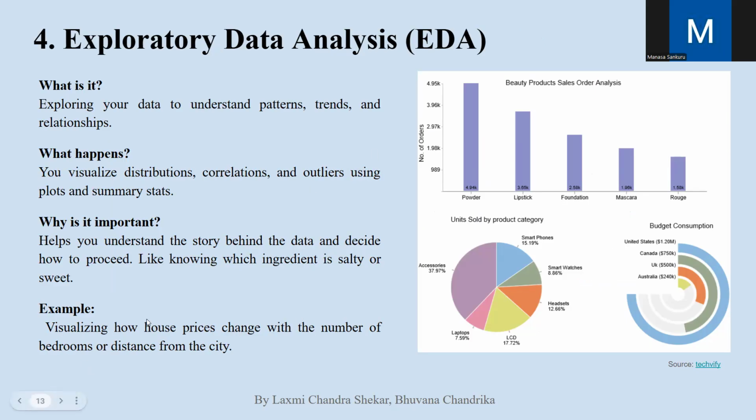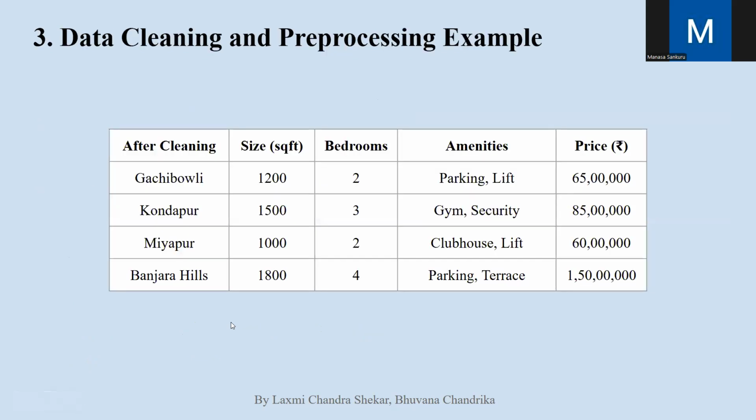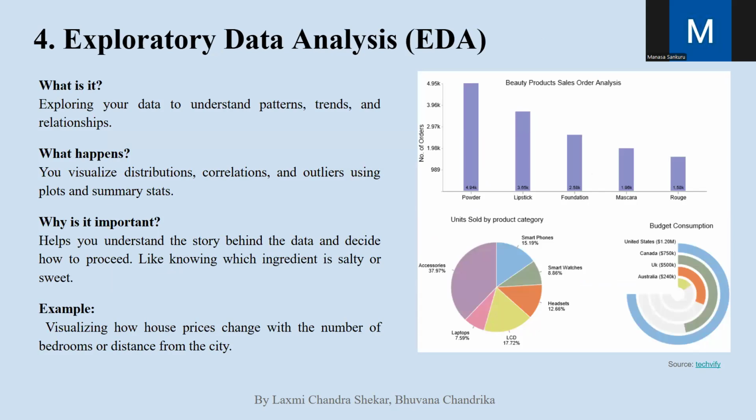An example is visualizing how house prices change with the number of bedrooms or distance from the city. We can see that if the bedrooms are 2, definitely the price is going to increase. So the feature bedrooms has an incremental effect on the price. It is the same with size and amenities, maybe parking and lift. It can be decremental or incremental, we don't know. But how will we know it? By exploratory data analysis.